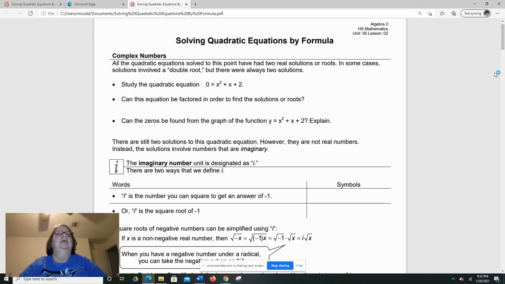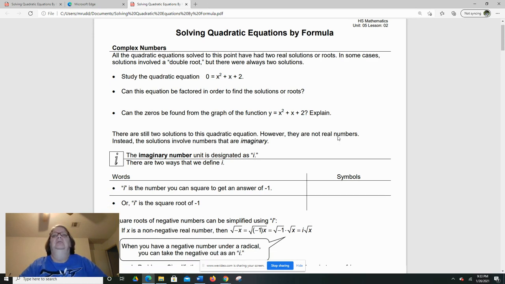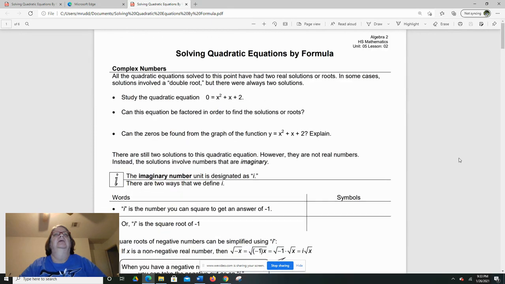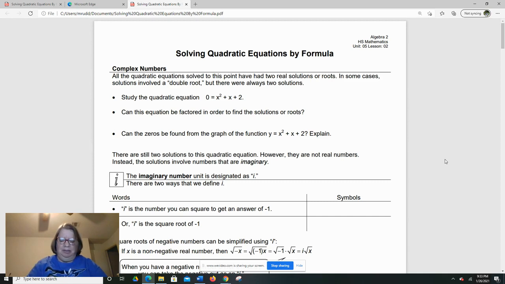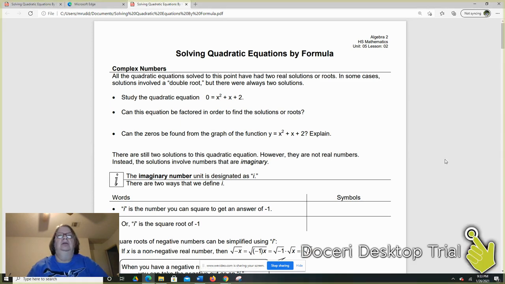This says study the quadratic equation 0 equals x squared plus x plus 2. And it asks, can it be factored? If it could be factored, we would have numbers that multiply to 2, that's that third term, and add to 1, which is the middle term. The only thing that multiplies to 2 is 2 and 1. It doesn't add to 1, so it cannot be factored.